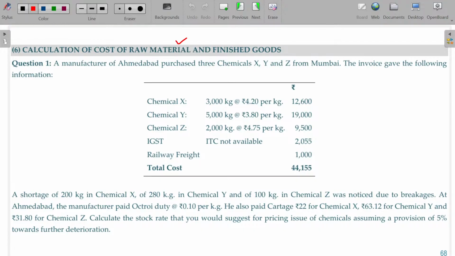Calculation of raw material cost and finished goods cost. A manufacturer of Ahmedabad purchased 3 chemicals X, Y, Z from Mumbai. So these are the 3 chemicals. The invoice gave the following information. A shortage of 200 kgs of chemical X, 280. These are the shortages.